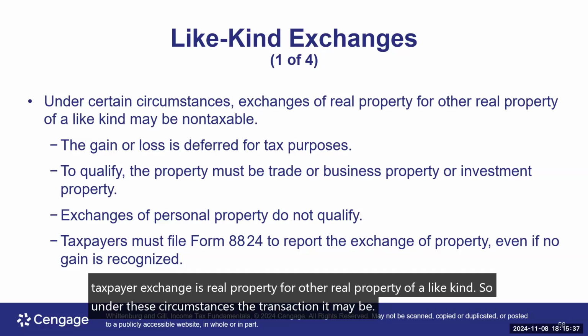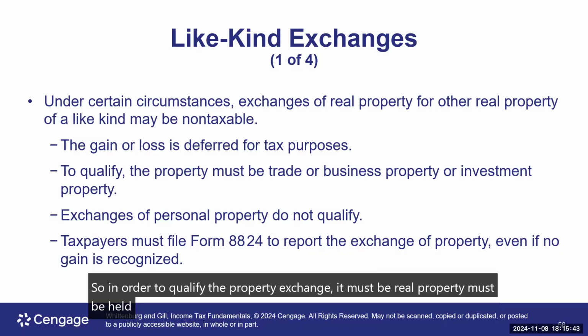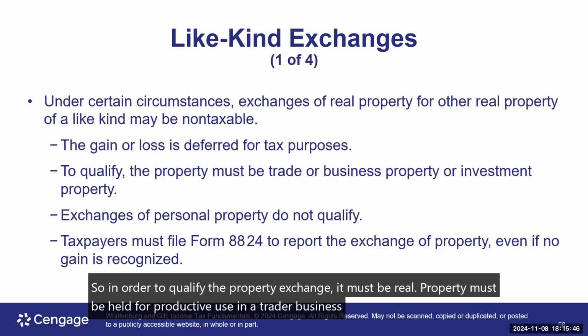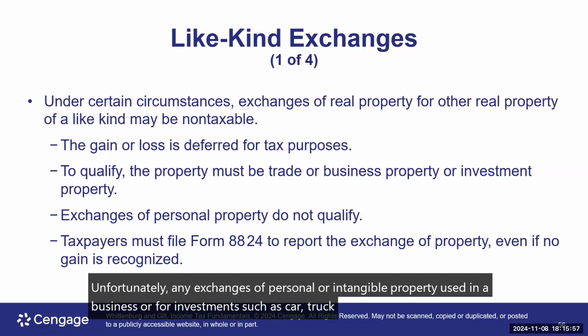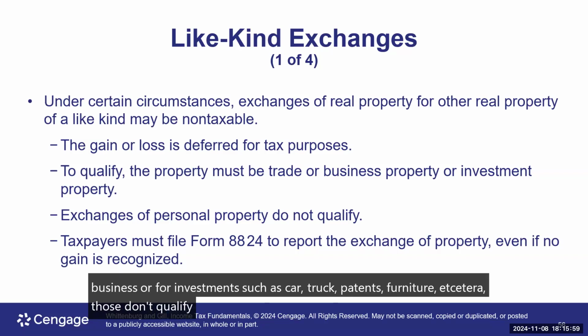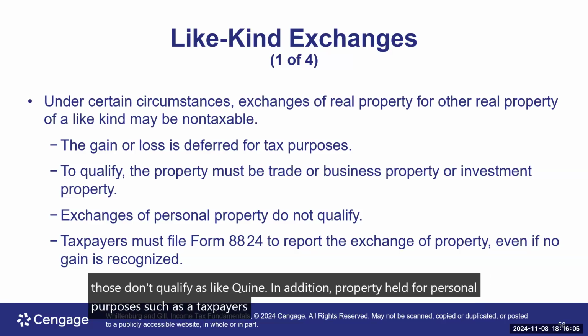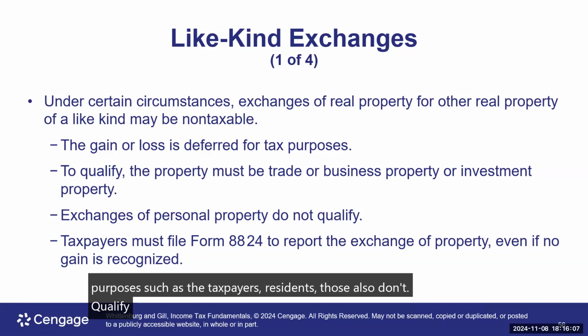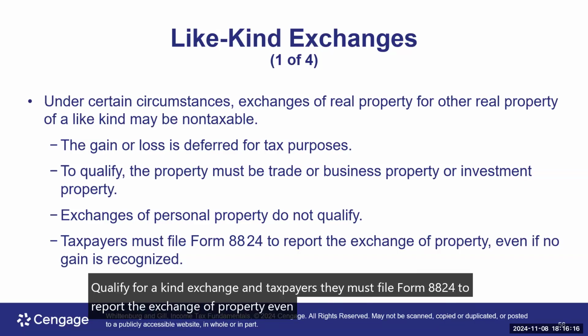In order to qualify, the property exchanged must be real property, and must be held for productive use in a trade or business, or held for investment. Unfortunately, any exchanges of personal or intangible property used in a business or for investments, such as car, truck, patents, furniture, etc., don't qualify as like-kind. In addition, property held for personal purposes, such as a taxpayer's residence, also doesn't qualify for a like-kind exchange. And taxpayers must file Form 8824 to report the exchange of property even if no gain is recognized.